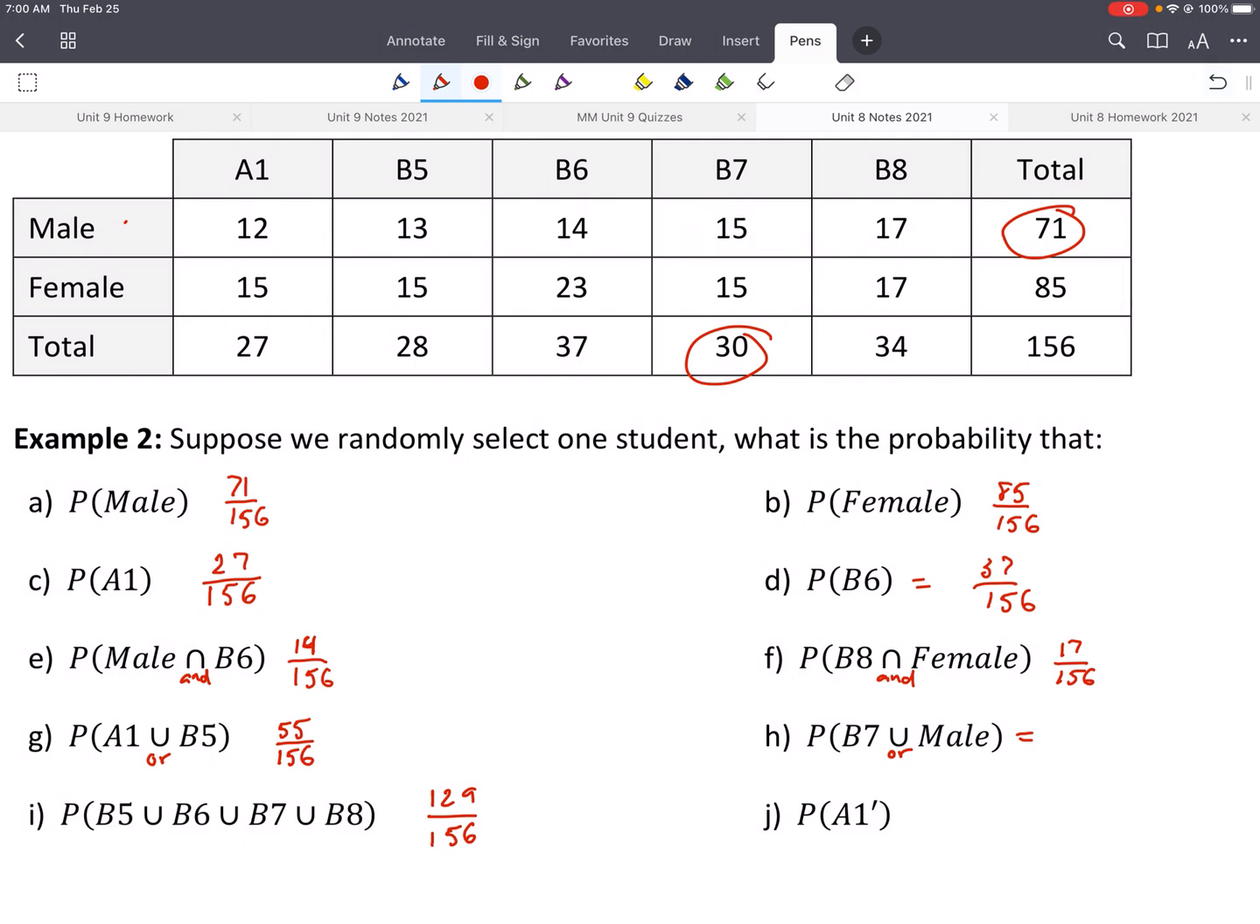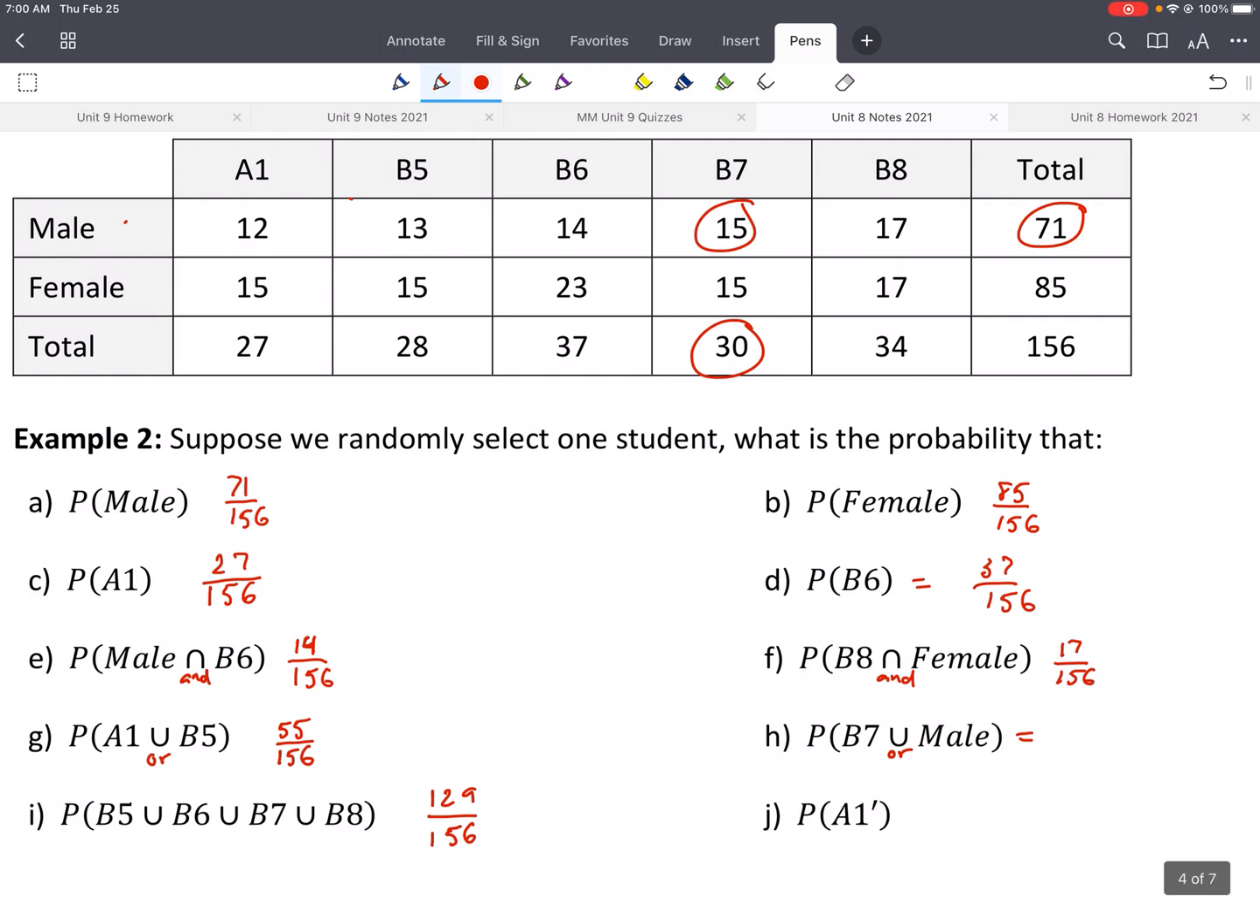And there's different ways we can do it. We could just add all of these together. We could take the 71 plus 15, and that would do it. Or we could do this plus this minus this, and that will do it too. So that's probably what I would suggest, is we just subtract what they have in common so it doesn't get double counted. So we'll do 71 plus 30, that's 101, and then we'll subtract 15.